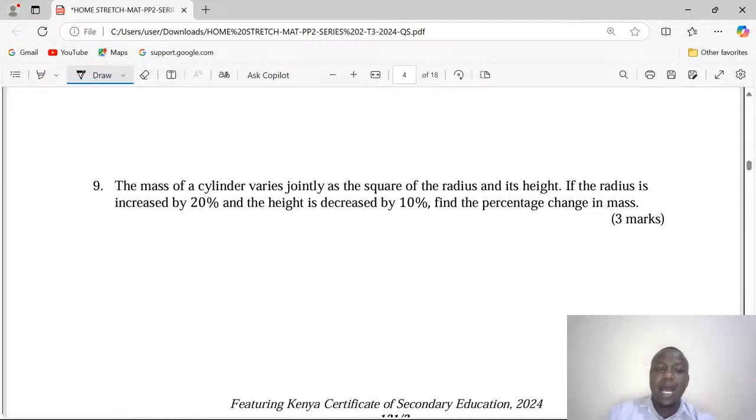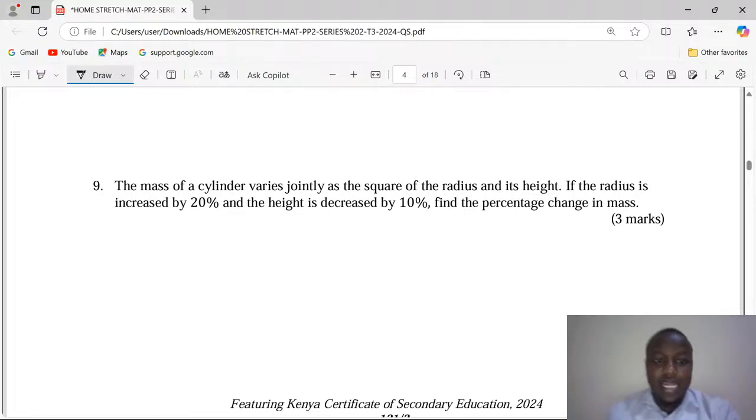We go to number 9. Number 9 is on variations, whereby we are going to have a joint variation question.